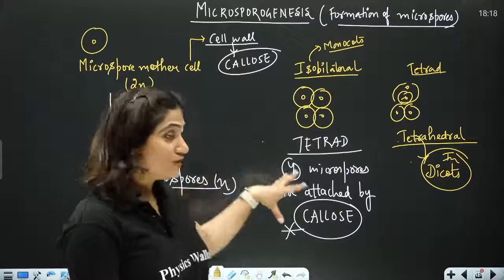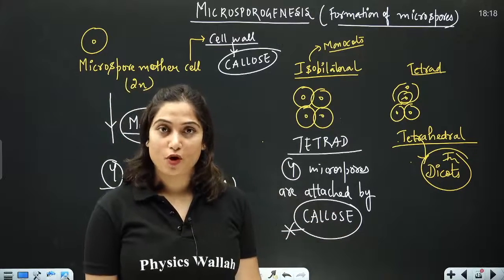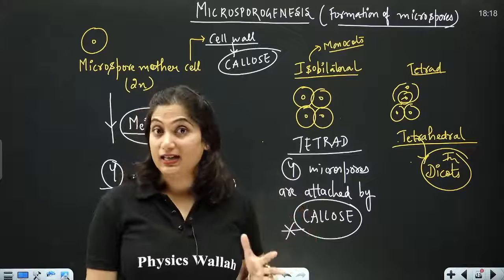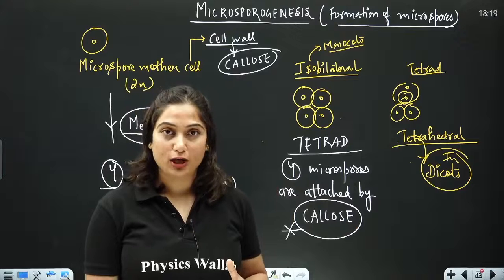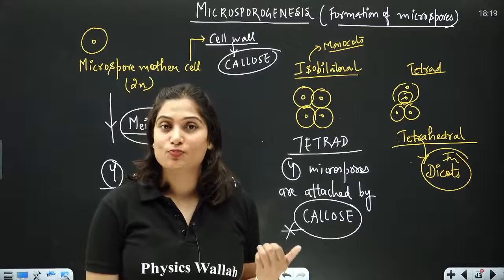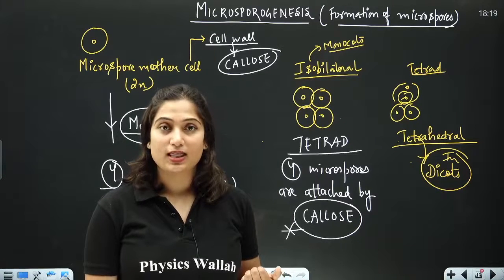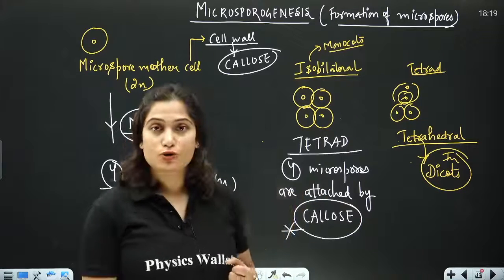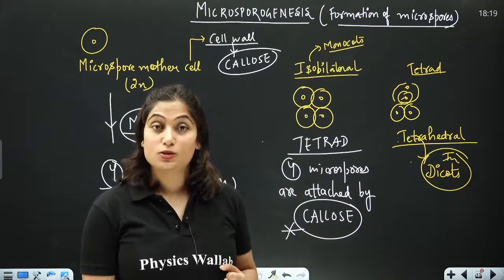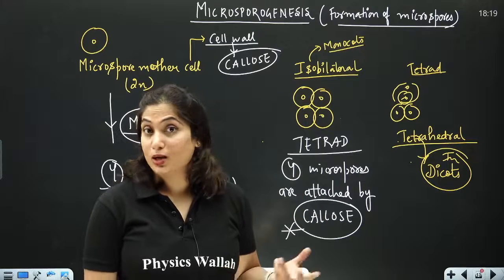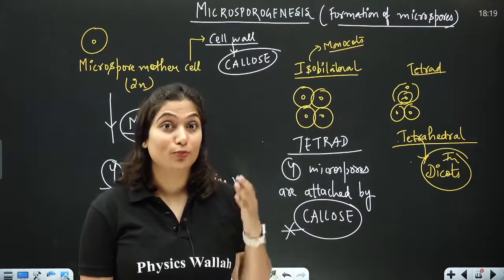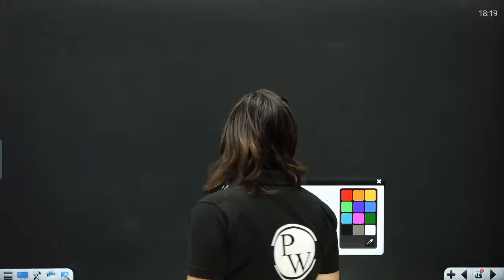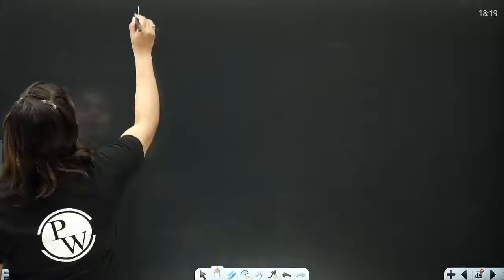Now from these microspores we have to form the gametophyte. If you have attended the lecture of plant kingdom, I have told you what the function of spores is. The spores give rise to gametophyte. Now these microspores will give rise to the male gametophyte. And who is the male gametophyte? The pollen grain. So now let's discuss development of male gametophyte.